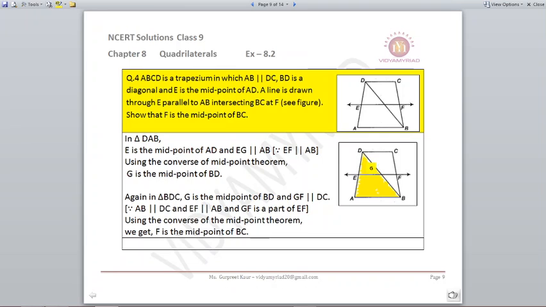Question number 4. ABCD is a trapezium in which AB is parallel to DC, BD is a diagonal, and E is the midpoint of AD. A line is drawn through E parallel to AB intersecting BC at F. Show that F is the midpoint.